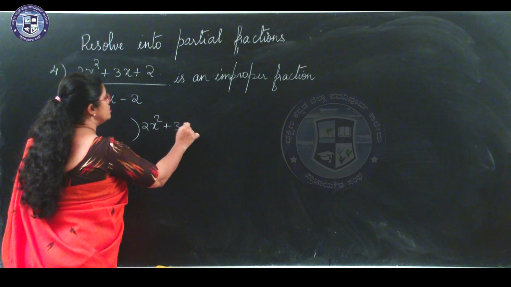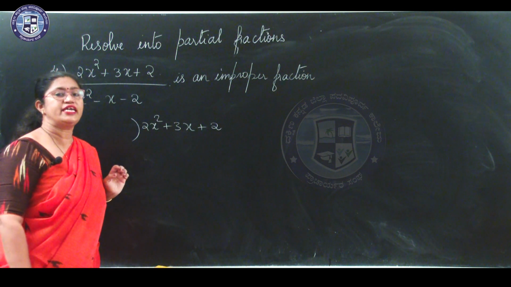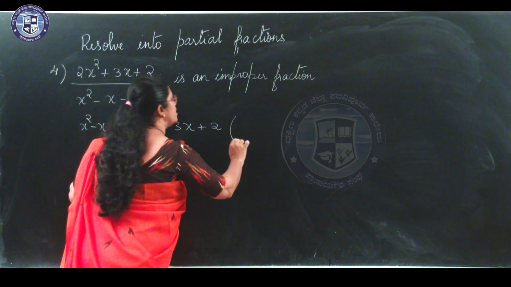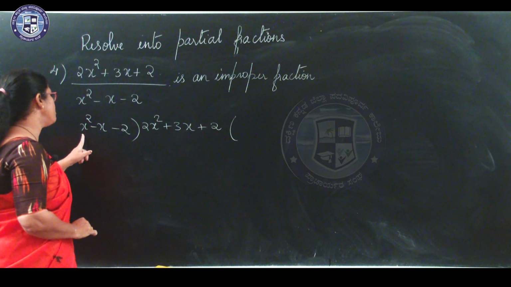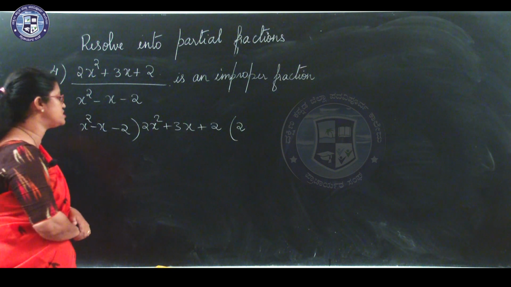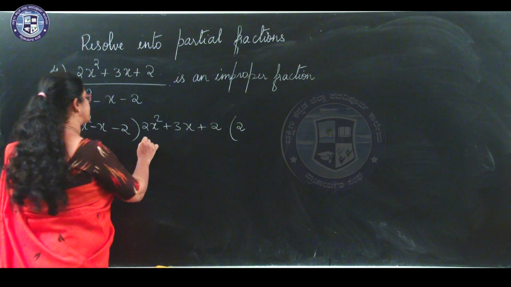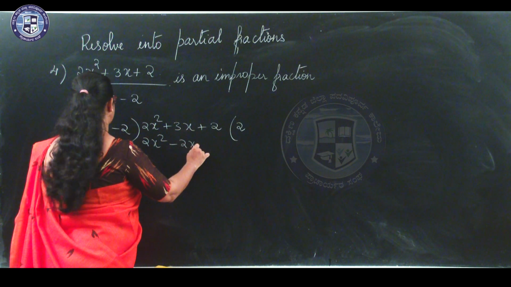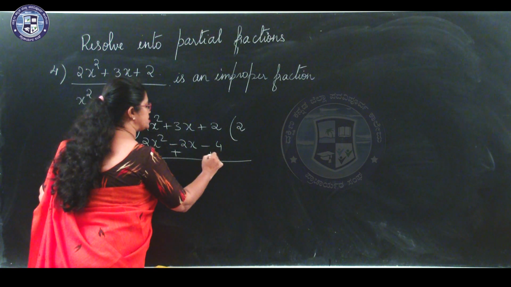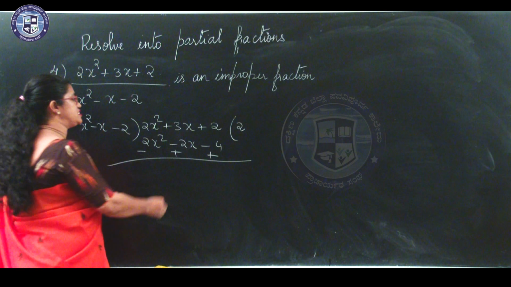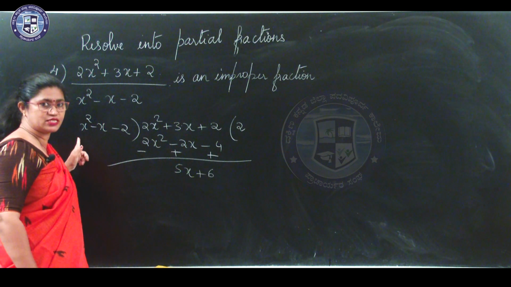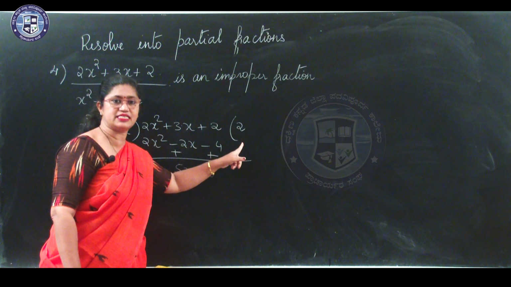Numerator 2x square plus 3x plus 2 divided by denominator x square minus x minus 2. Now, how do I divide? First term divide by first term, 2x square divided by x square. So, you know it goes 2 times. Now, multiply all the terms by 2, you get 2x square minus 2x minus 4. Subtraction, so minus plus, change the signs. Now, first term will always get cancelled, 3 plus 2, 5x plus 6. X is less than x square, division is over, this is the remainder and this is the answer.